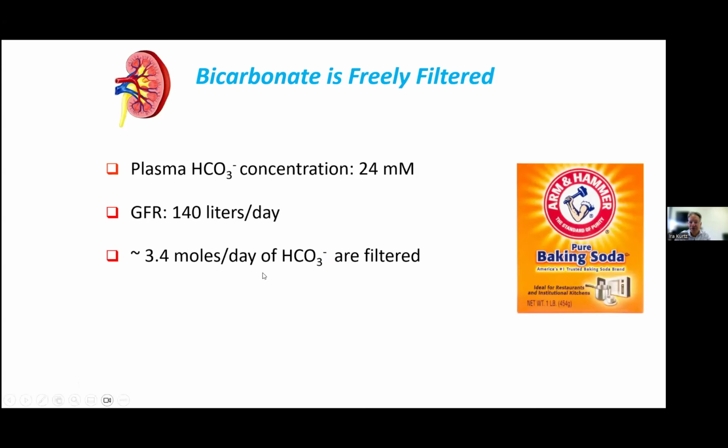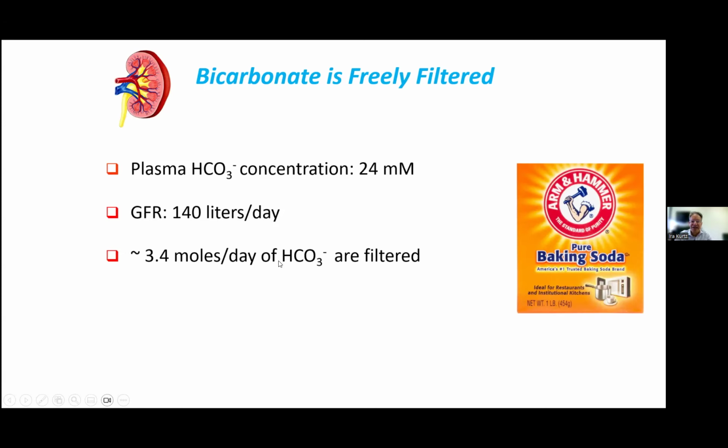Now, what about bicarbonate? Well, bicarbonate is kept constant also, but it's a different issue. First of all, it's freely filtered, and we have a blood concentration of 24 millimolar and a GFR of about 140 liters a day, roughly. That means that roughly 3.5 moles of bicarbonate are coming through all our glomeruli every day. Remember, we have about 1 million glomeruli in each kidney, so this is coming through all 2 million of them. And that's roughly equal to a box of Arm & Hammer baking soda.